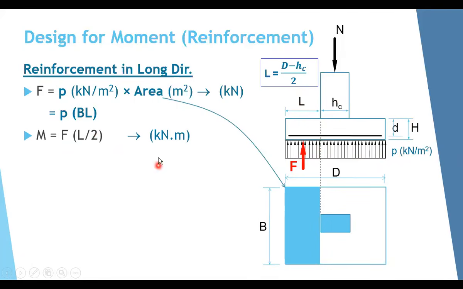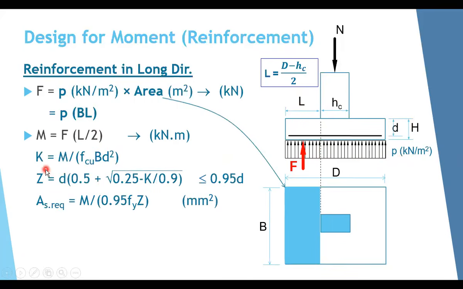Once you have the moment in kilonewton meters, this will be easy now to calculate K equals M over fcu b d square. But keep in mind that now we are getting the reinforcement here in the long direction for the whole width of the footing. So the b in this case, or the width of the cross section, will be the whole width of the footing, which is B capital.